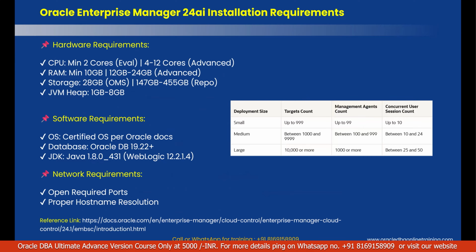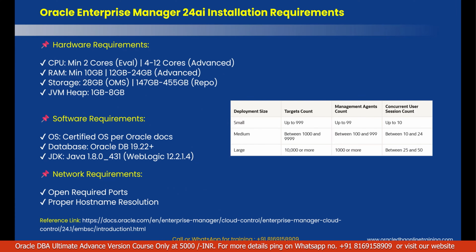Now, let's talk about the installation requirements. As we are aware, the installation of OEM can be done in different options. There are deployment sizes, and every deployment size supports a particular number of targets and also the management agent count that it will support. At the time of installation, the minimum CPU count is 2 cores. That is a very small number of cores, but it is supported only for, you can say, small scale enterprise databases.